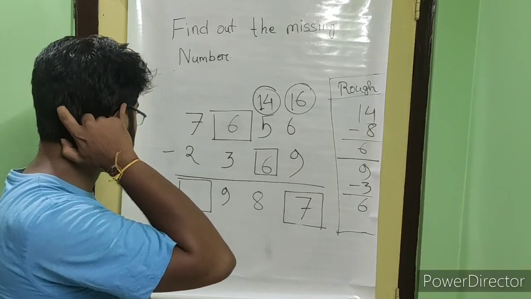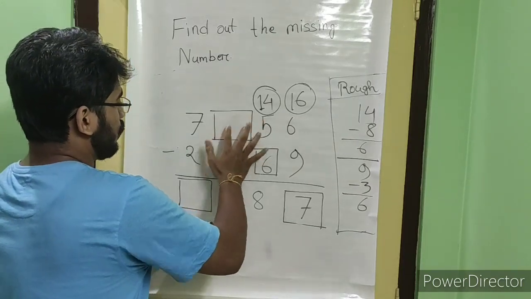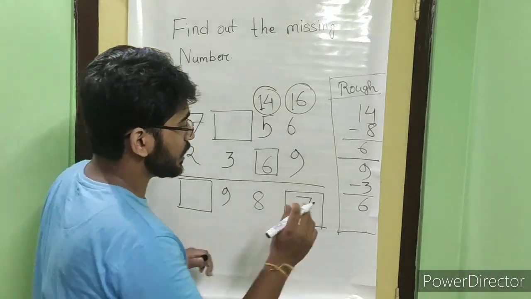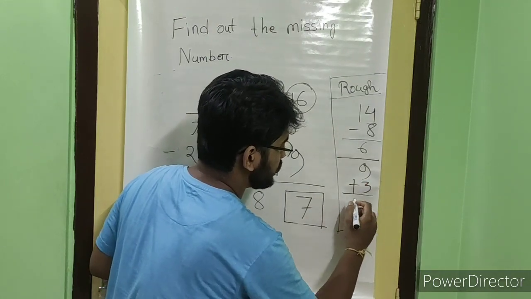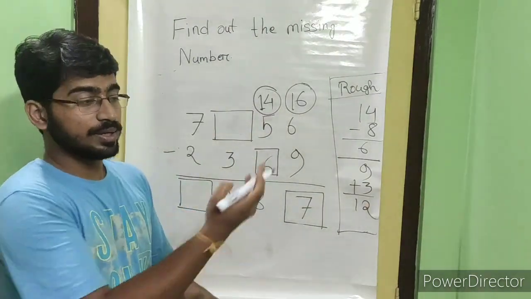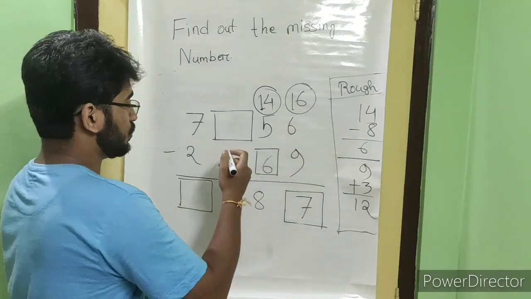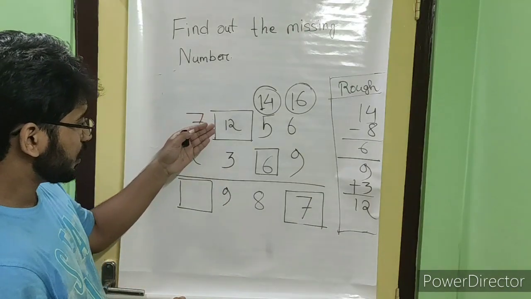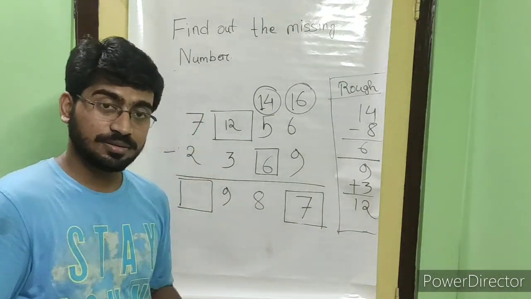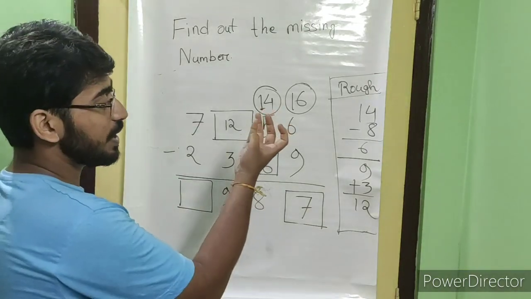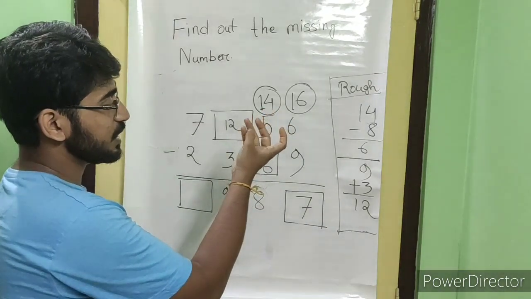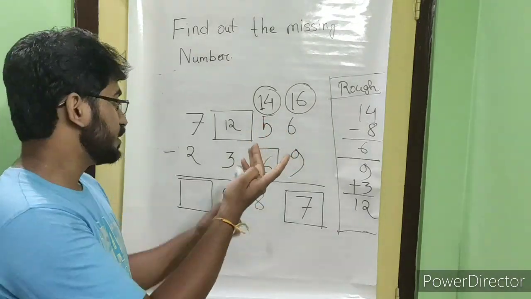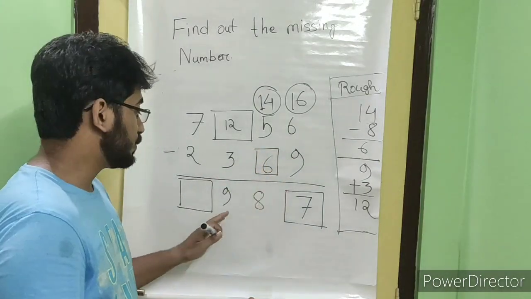So what to do? Again, confusion arises. We will add 9 and 3, and it will become 12. 10, 11, 12. Because if we subtract 3 from 12, it will become 9. So 3, 4, 5, 6, 7, 8, 9, 10, 11, 12. See, it has been proved that we subtract 3 from 12 and we get 9.